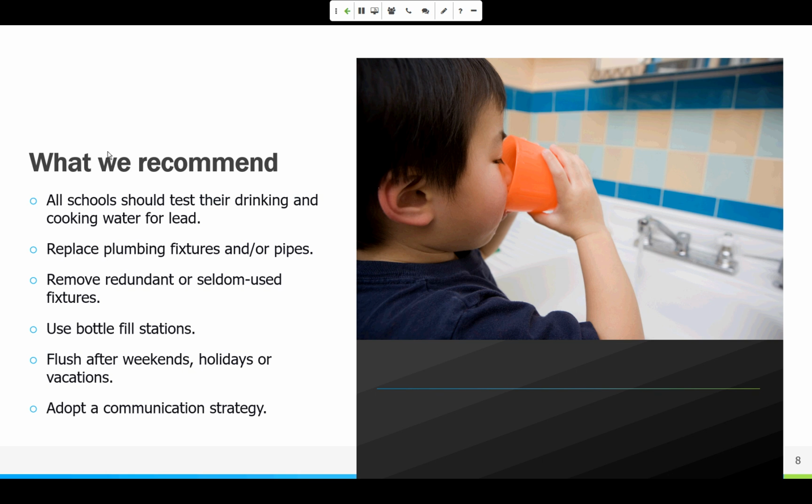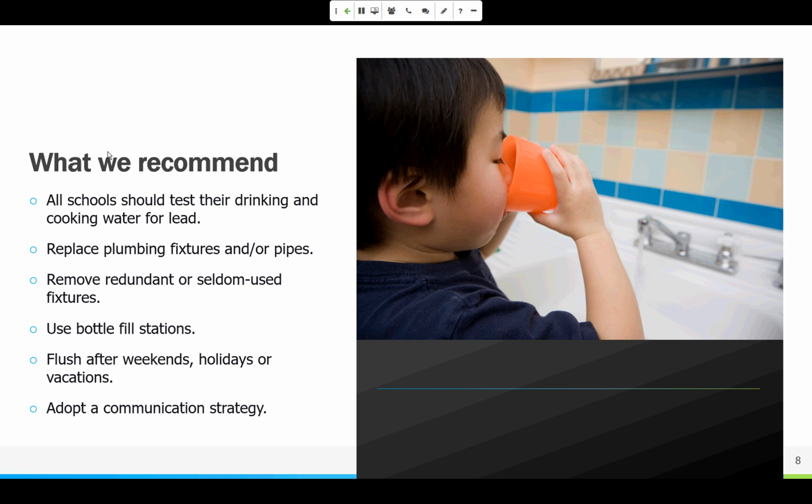We know that flushing is a good practice to implement following weekends, holidays, or vacations, just because as the water sits in the pipes and the fixtures, the content of lead in the water can be higher. Taps that were not used regularly and had water sitting in the pipes and plumbing fixtures for extended periods of time in the pilot had lead results as high as 25,000 parts per billion. So regular use and flushing can help to reduce the level of lead in school drinking water.